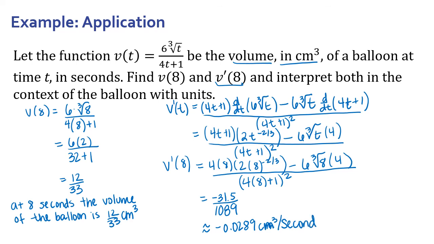So what this means is that at 8 seconds, the volume of the balloon is increasing at a rate, or actually in this case, it's decreasing because that is a negative value. So the volume of the balloon is decreasing at a rate of 0.0289 centimeters cubed per second.